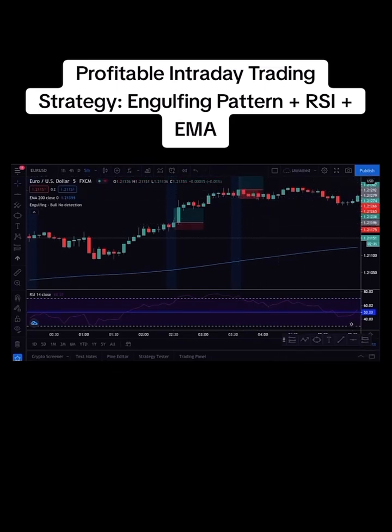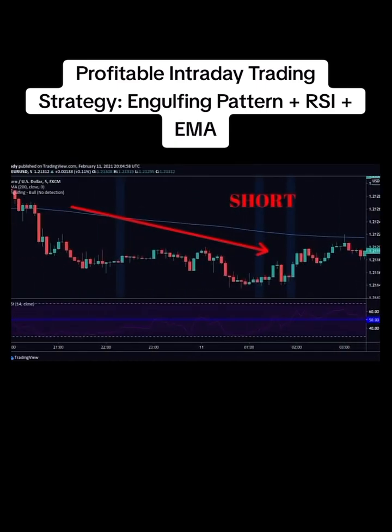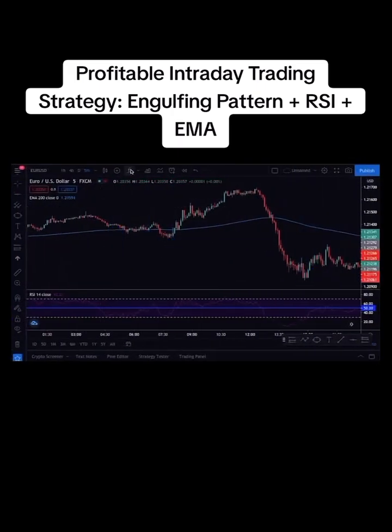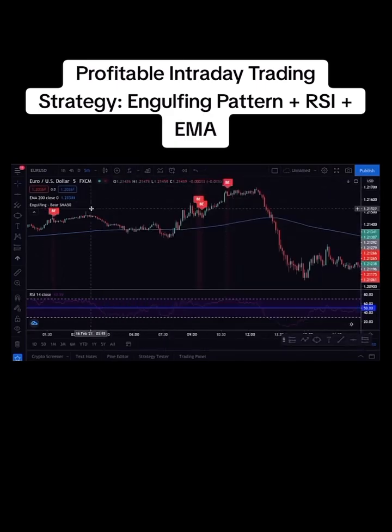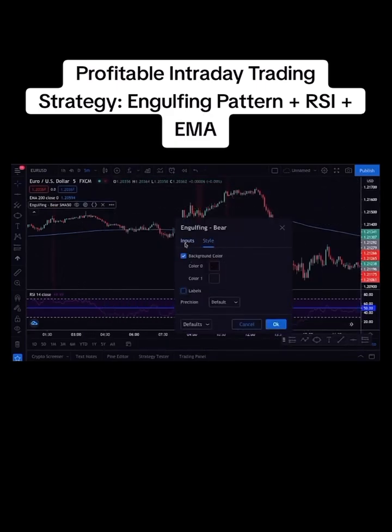Before I reveal the cheat sheet for this strategy, I want to show you a short setup too. Because we need to make some changes for the short setup. First, we are going to get rid of the bullish engulfing pattern, because it was a bullish pattern. And we will use the bearish engulfing pattern for the short entry.